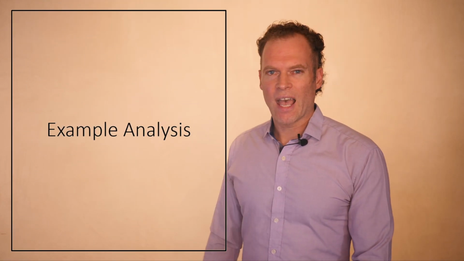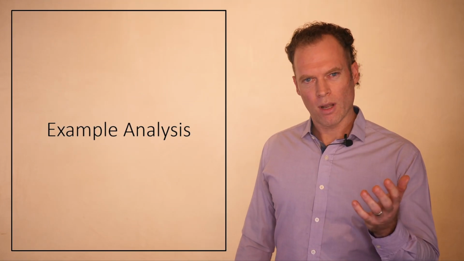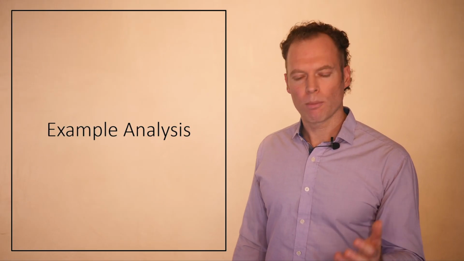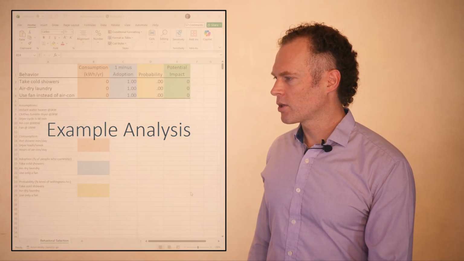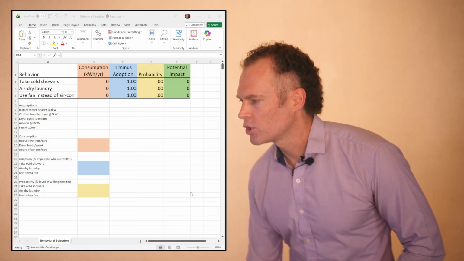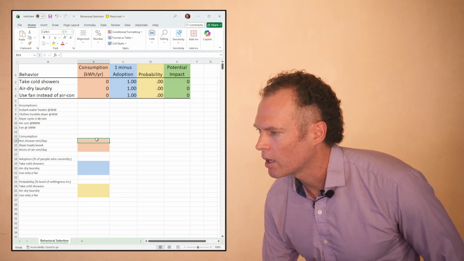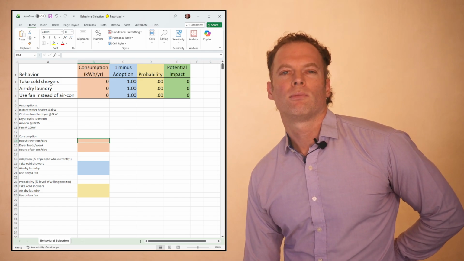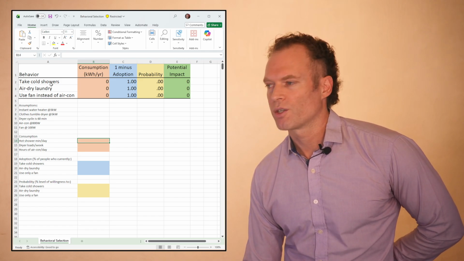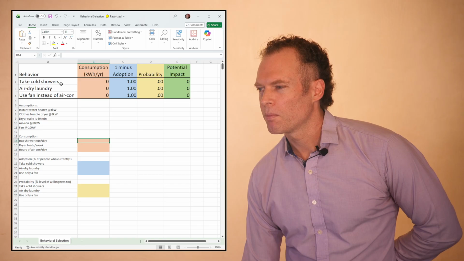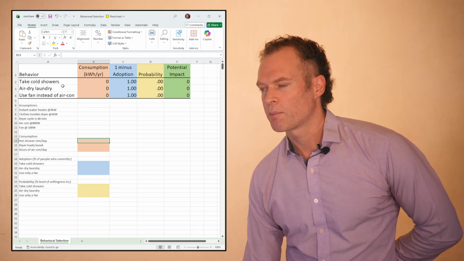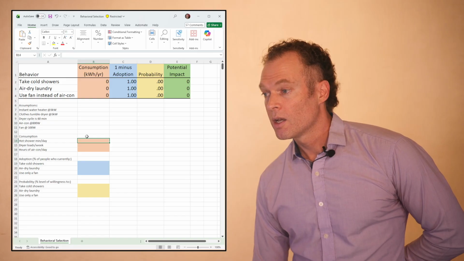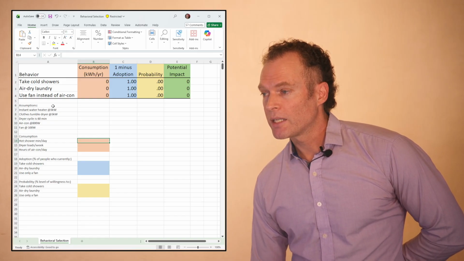I'm going to give an example of how to look at prior adoption, probability, and impact to choose among multiple competing target behaviors. I have an Excel sheet here. Let me pull this up. So what you can see is I want to do a campaign on energy conservation, and I've decided 3 ways people can save energy is by taking cold showers, air drying their laundry, and using a fan instead of aircon. So we can evaluate these based on some assumptions.